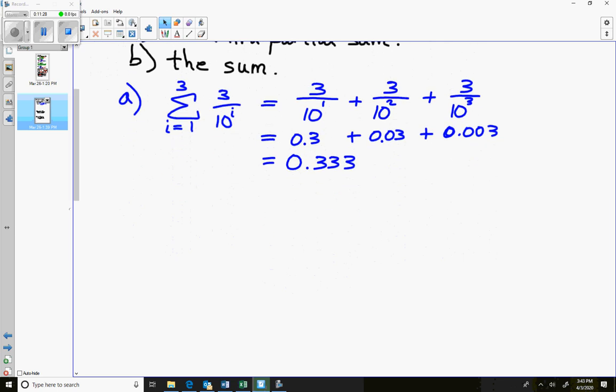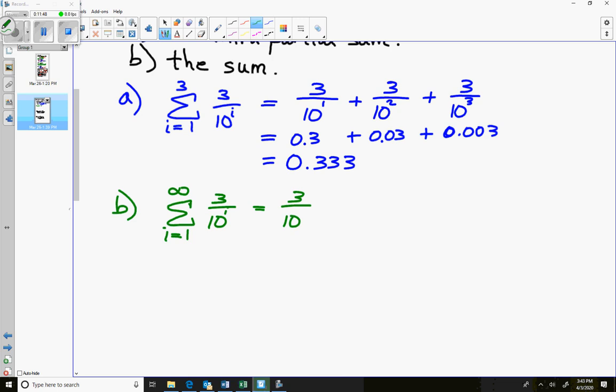Now, what about the actual sum? So for part B, now we're going to infinity. So it's going to start off all the same stuff we just did.